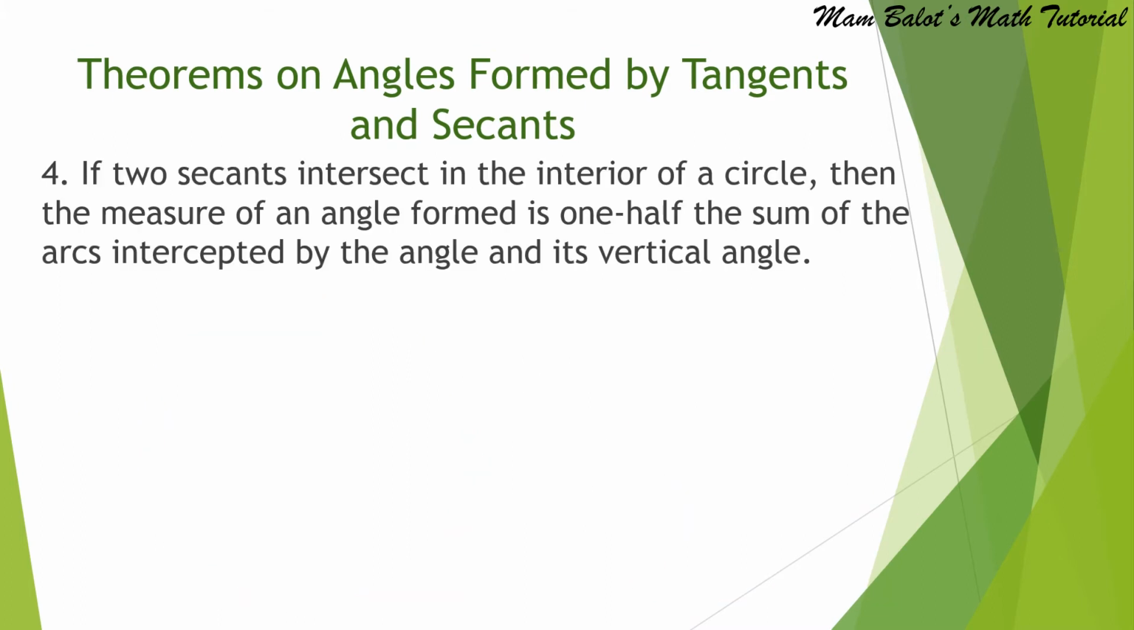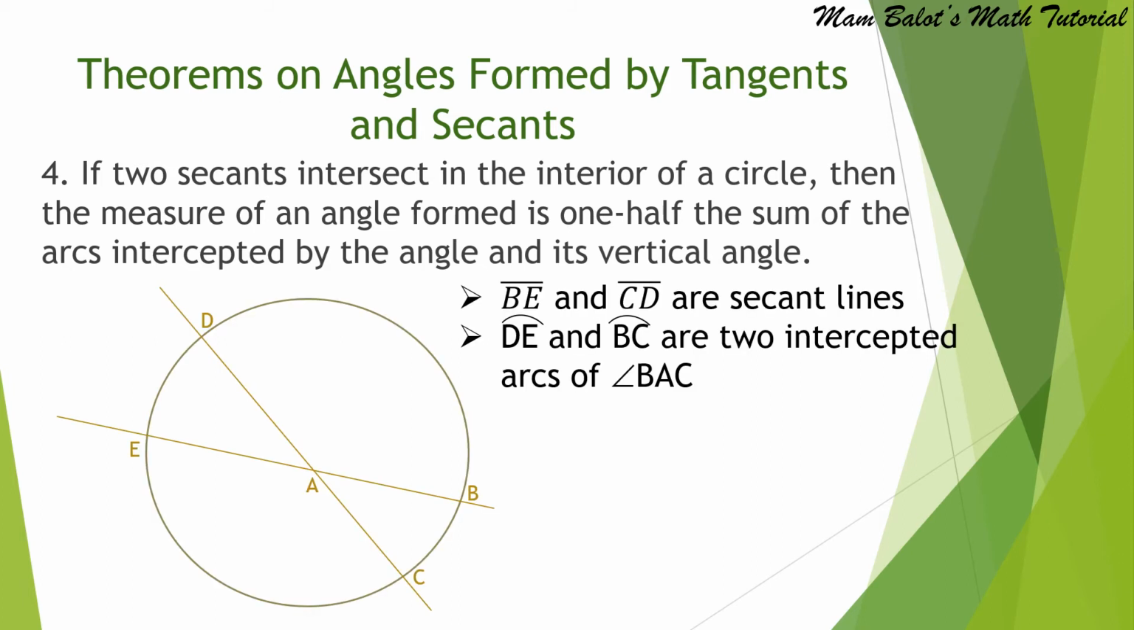Theorem number 4. If two secants intersect in the interior of a circle, then the measure of an angle formed is 1/2 the sum of the arcs intercepted by the angle and its vertical angle. So if we have this figure, lines BE and CD are secant lines. Arc DE and arc BC are two intercepted arcs of angle BAC. So from the theorem, we can say that the measure of angle BAC is equal to 1/2 of the measure of arc BC plus the measure of arc DE.